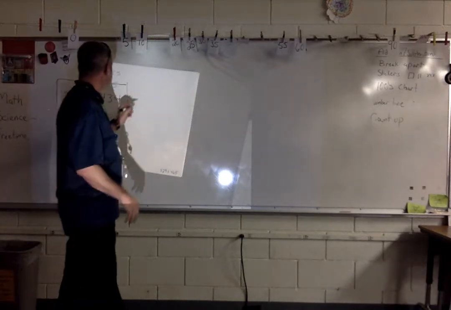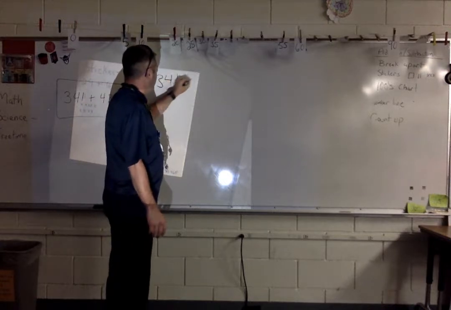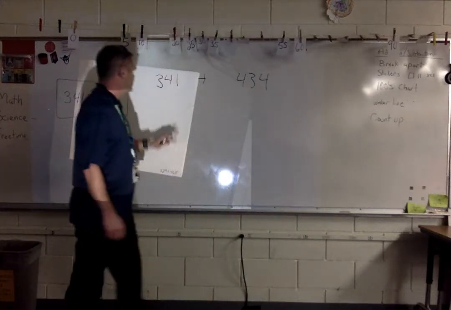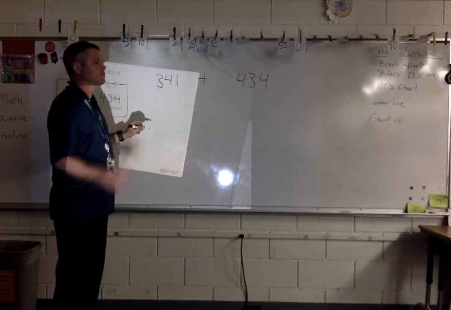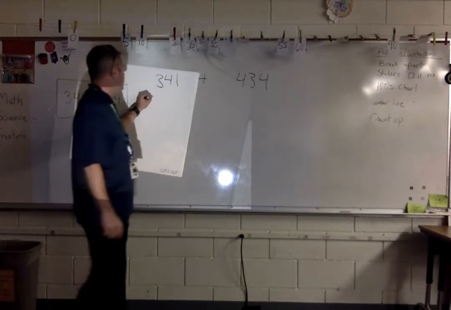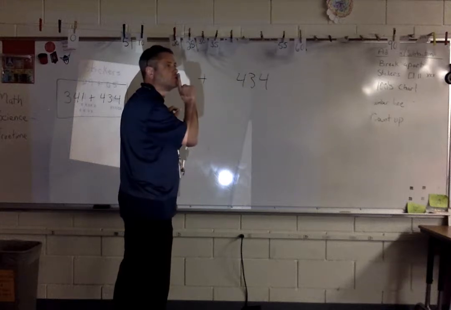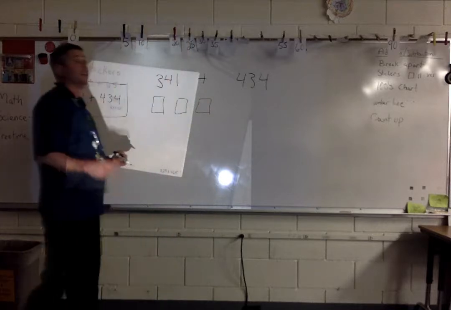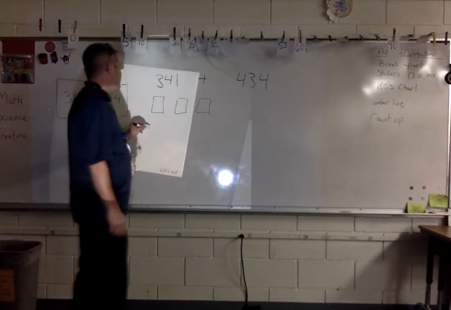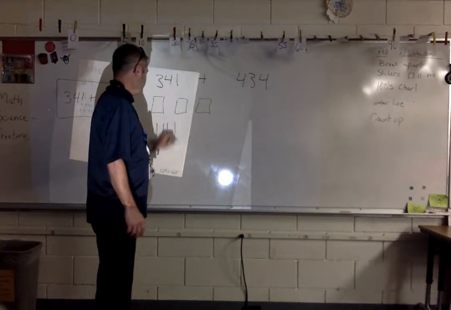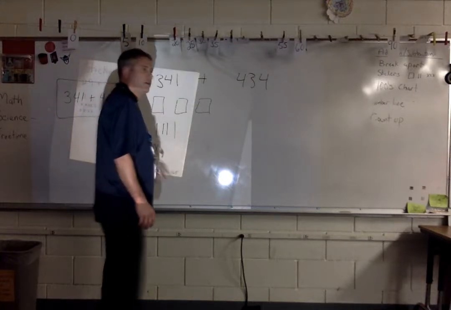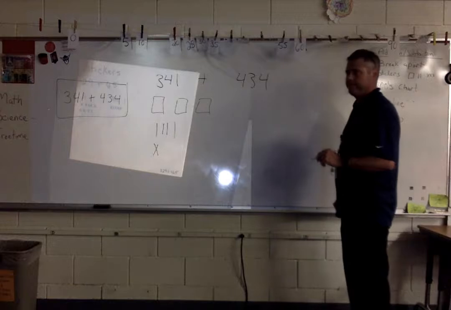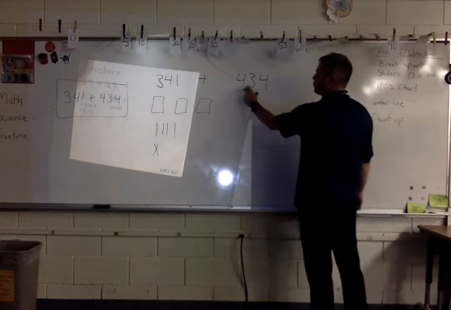Can you help me out on the first one? 341 plus 434. What should I put for 341? That's easy. 3 squares. That's the same answer. Yes. 4 lines. Awesome. Okay. And let's go with Lily. You have an answer for a little while. Oh, no. We're going to do this one.